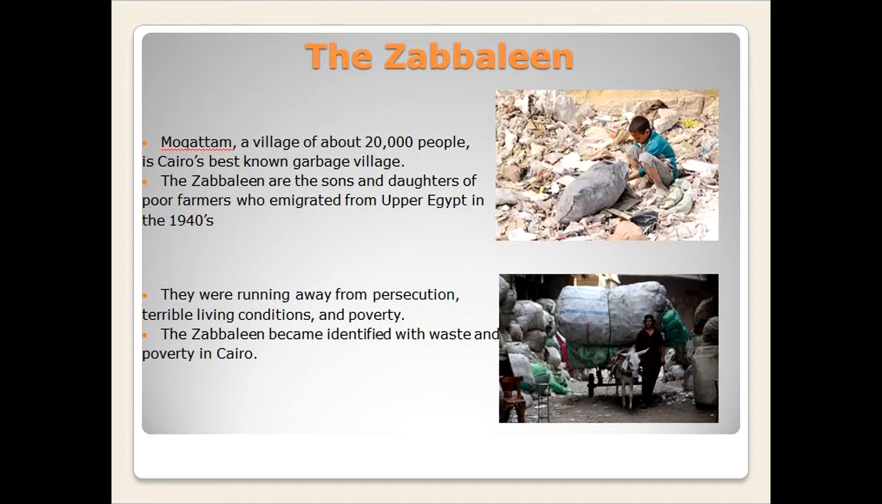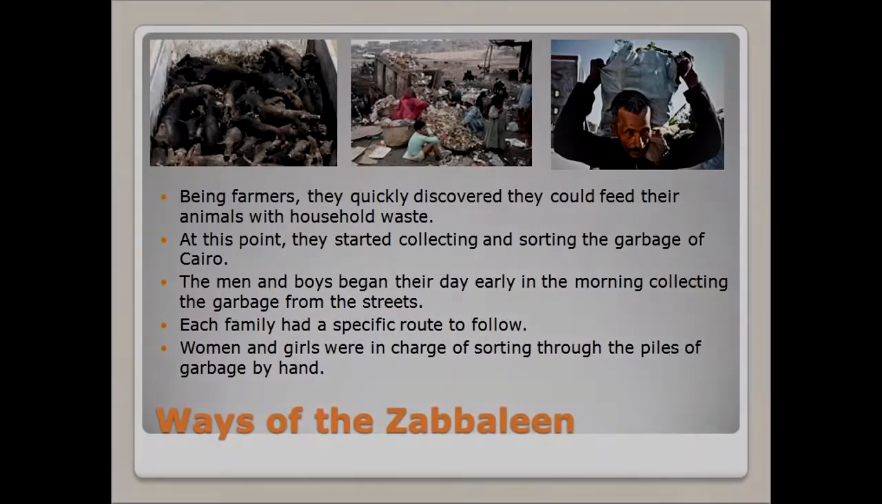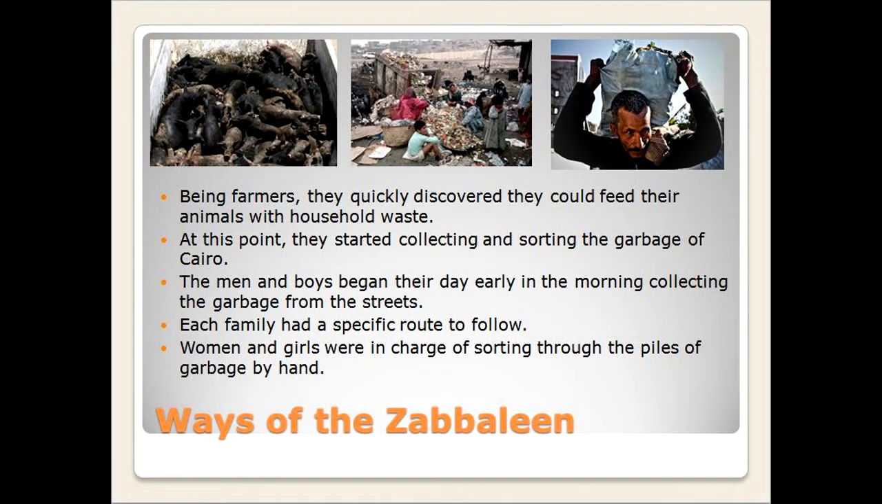The Zebulun quickly realized that household waste could be used to feed their livestock. As a result, the men began their day early collecting garbage from the streets of Cairo. The women sort through the piles of garbage by hand and pick out the usable items. Here we have a perfect example of how a group of people recycle and reuse items that are thrown away.